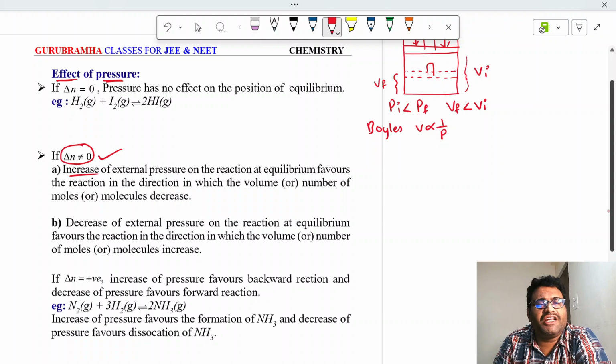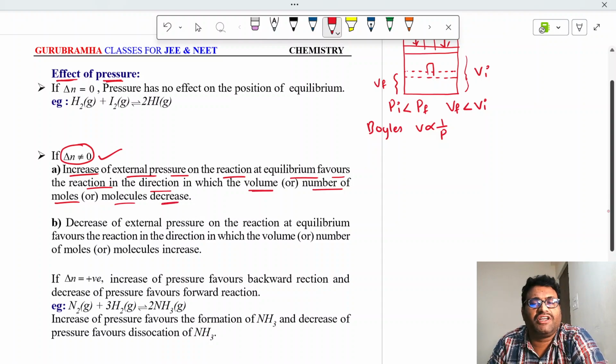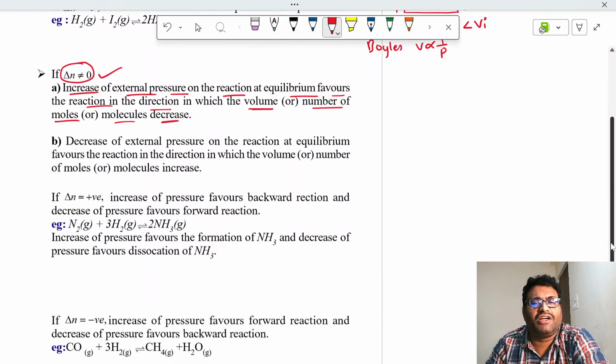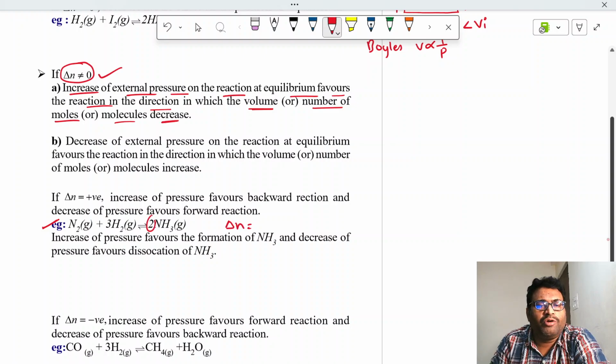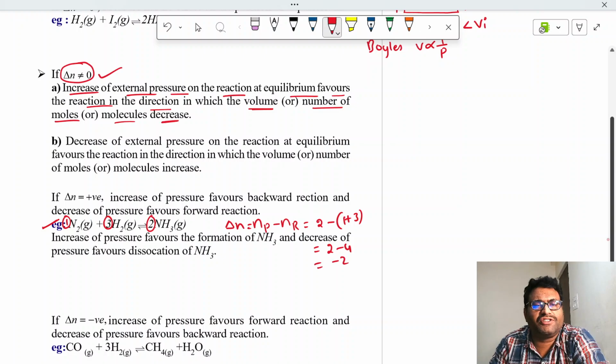Increase in external pressure on the reaction at equilibrium favors the reaction in the direction in which volume or number of moles decreases. Here it is described by giving one example: N2 plus 3H2 gives rise to 2NH3. What is delta N here? Delta N is equal to number of moles of gaseous products minus number of moles of gaseous reactants. That is 2 minus (1 plus 3), which is 2 minus 4, equal to minus 2.